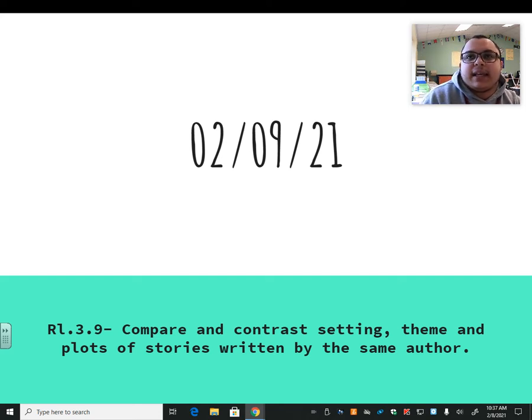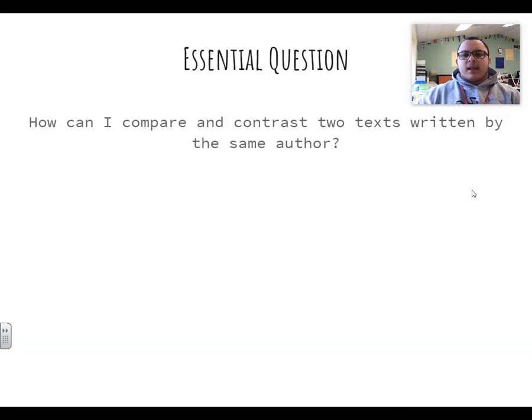So, last week, we talked about comparing and contrasting informational text, and we learned that we do this with the Venn diagram. Well, this week, we're going to be comparing and contrasting setting, theme, and plots of multiple stories written by the same author. So our essential question is, how can I compare and contrast two texts written by the same author?